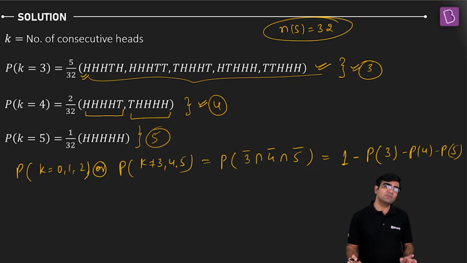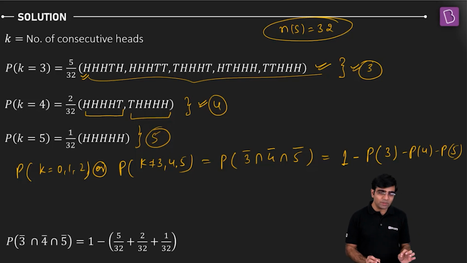If all of them are mutually exclusive, what will I say? I'll say that I just have to remove that: 1 minus p3, minus probability of getting 4 consecutive heads, minus probability of getting 5 consecutive heads, simply from the total probability, which is 1. Okay, so from a calculation perspective, probability of 3 complement intersection 4 complement intersection 5 complement will become nothing but equal to 1 minus the probability of getting 3 consecutive heads, that is 5 by 32, 4 consecutive heads, that is 2 by 32, and 5 consecutive heads, that is 1 by 32. Is it sorted for everyone?